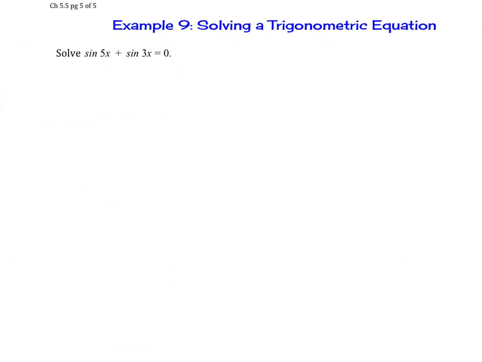So let's solve this trig equation. We have sine of 5x plus sine of 3x equals 0. So again, we're using our sum to product formulas. Sine plus sine, so we're looking at sine of u plus sine of v, and that's 2 sine of (u plus v) over 2 times cosine of (u minus v) over 2.